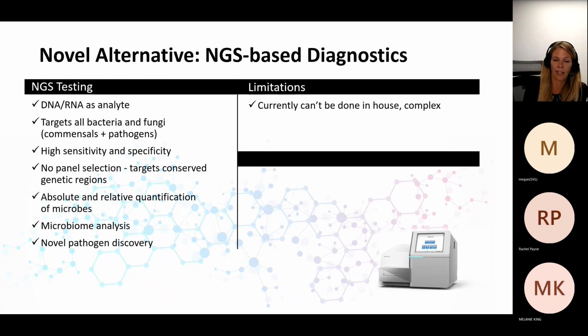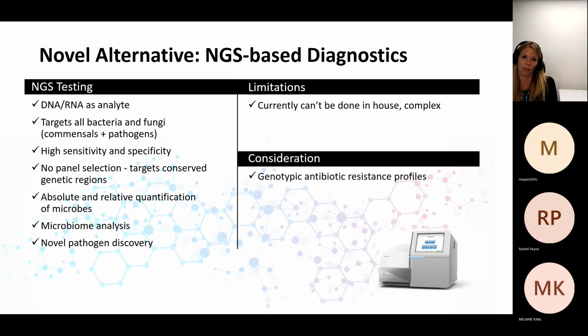A limitation is that this workflow is very complex. It cannot be done in-house. It requires a lot of high-skilled technicians and machine equipment, and therefore it has to be shipped out to a specialty lab. A consideration is the same as for PCR testing, that you're using the genotypic information for the antibiotic resistance profiles. Again, you're not growing any of these organisms, you're looking at their genetic potential.